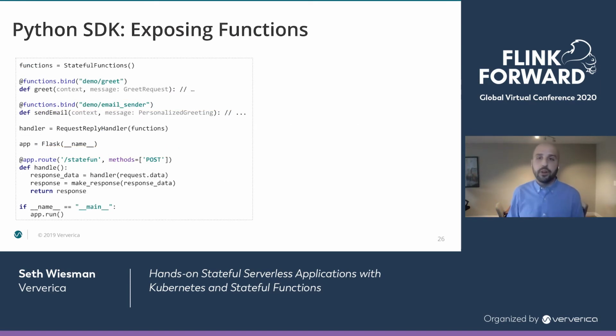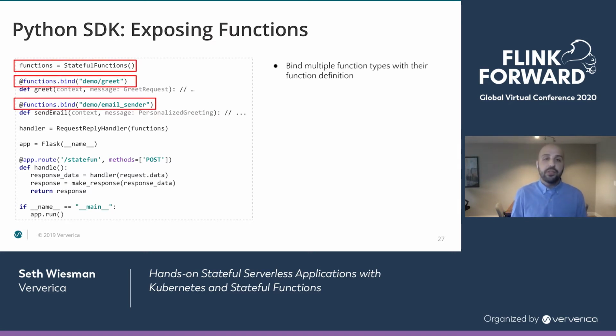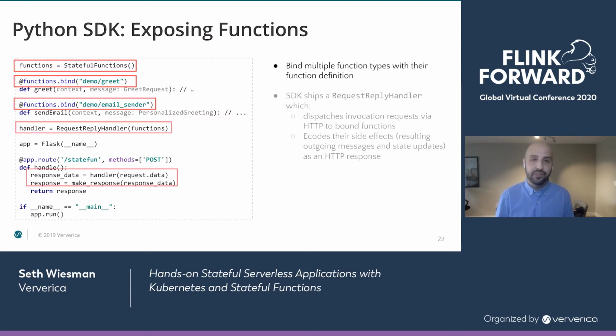And so now that we've implemented our function, the last step to do is expose this function to the runtime so it can actually be invoked. And the Python SDK, along with the others, ship with constructs to do that conveniently with any HTTP framework you prefer. So first thing we need to do is bind multiple functions, or if we have multiple functions, to what I'm going to call our function registry. This is what keeps track of logical function type to physical Python function. And we are binding both our greeter and our email sender in this case.